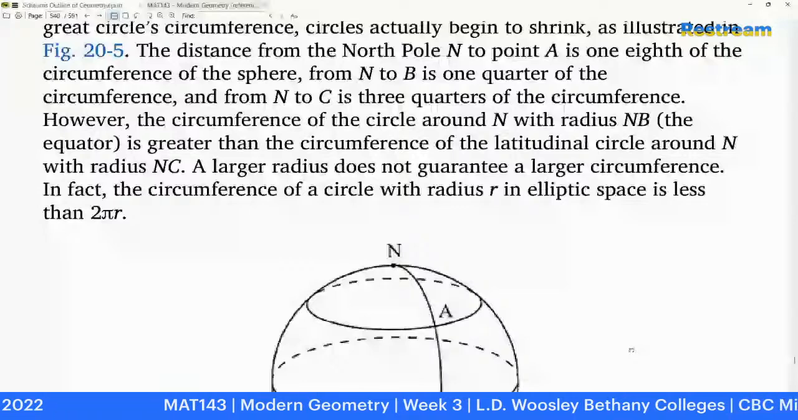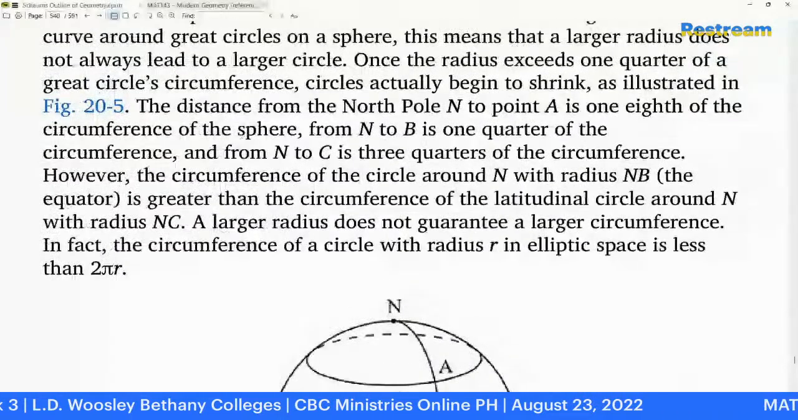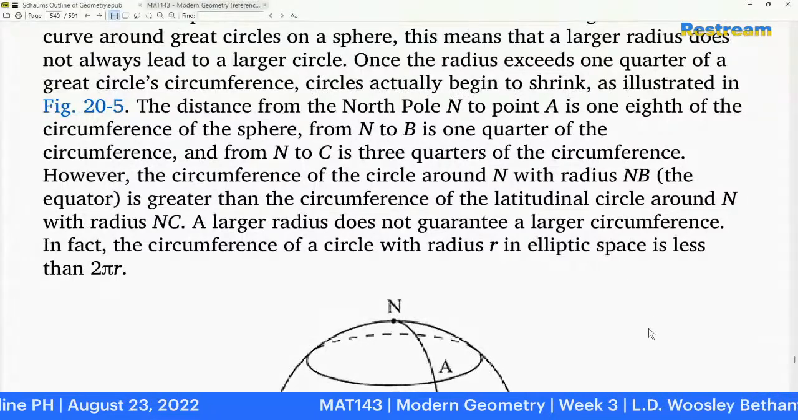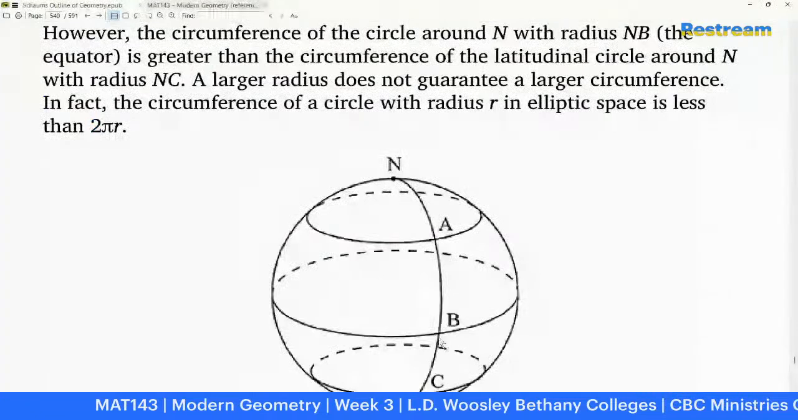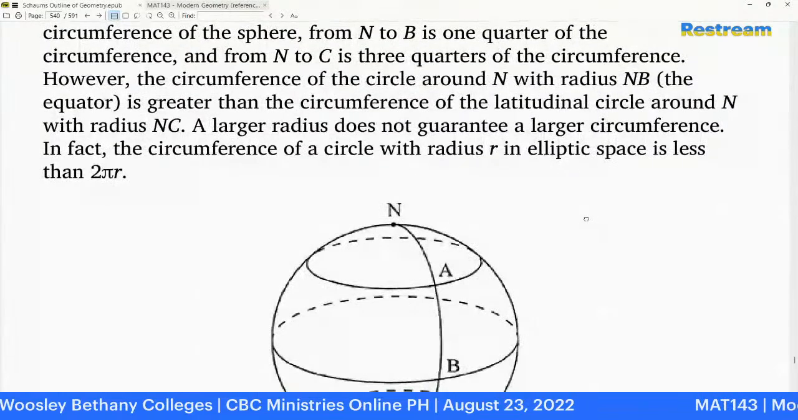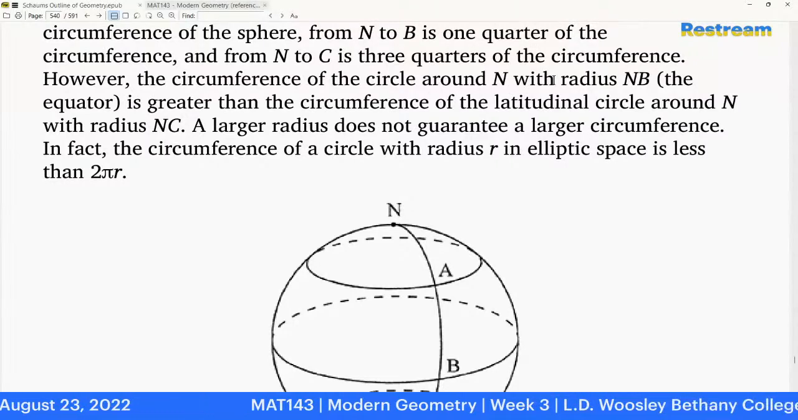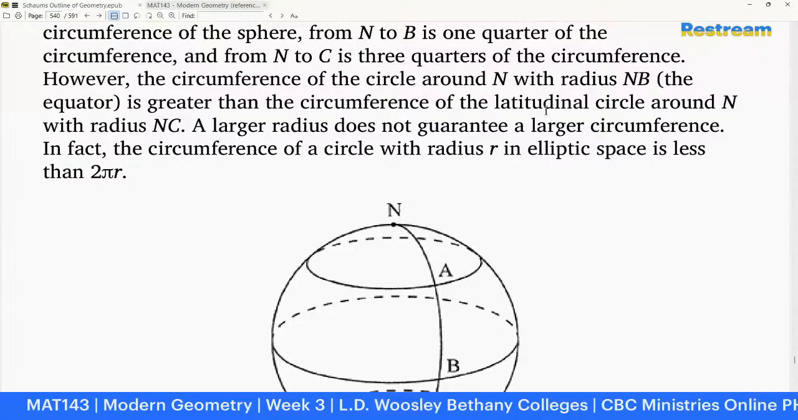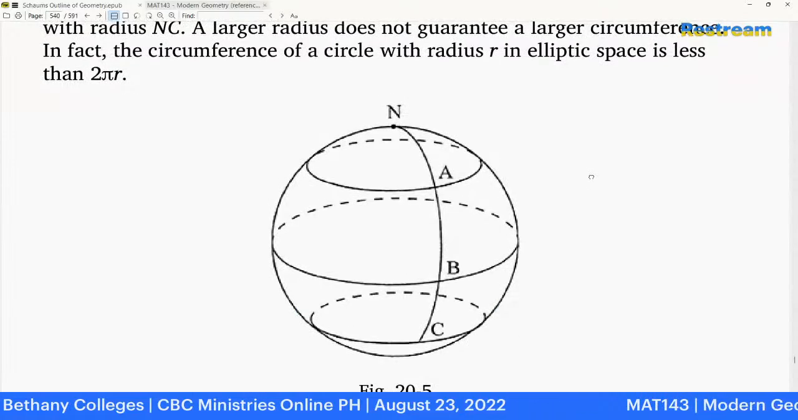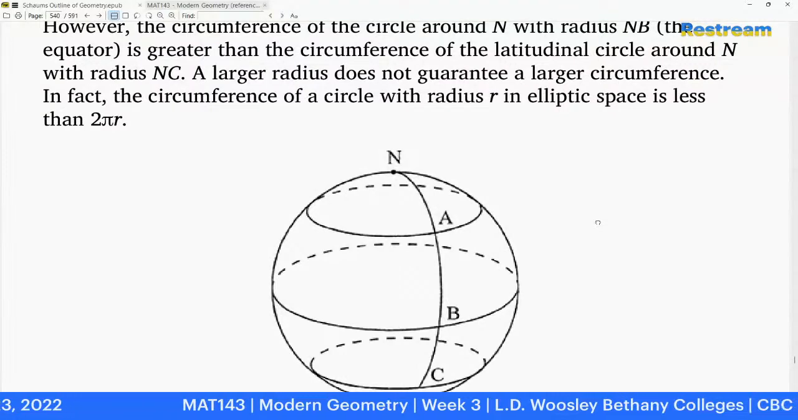Ano ba tong figure 20.5. Once a radius exceeds 1/4 of a great circle, the circumference of the circle actually begins to shrink as illustrated. Na nag-shrink siya, di ba? Pag na-reach niya ng equator, mag-shrink siya dun sa point C. Yun yung sense niya, no? However, the circumference of the circle around N with radius NB, the equator, is greater than the circumference of the latitudinal circle around N with radius NC. Of course, yes. The larger radius does not guarantee a larger circumference.